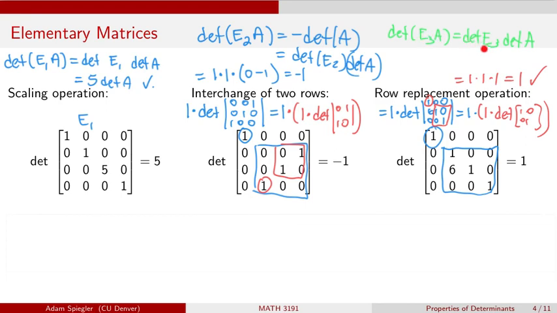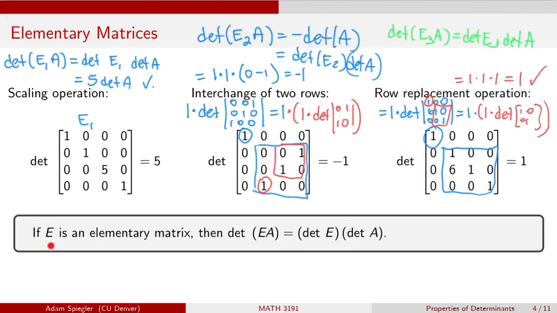And over here, we showed that this determinant is equal to 1. Therefore, the determinant of the product of E3 and A is going to equal 1 times the determinant of A. So just to summarize these 3 points together: if E is any elementary matrix, then for the determinant of E times some matrix A, where we assume A is a square matrix so that this product makes sense, we can calculate this determinant by calculating the determinant of the elementary matrix E and then multiplying that by the determinant of the matrix A that we started with.